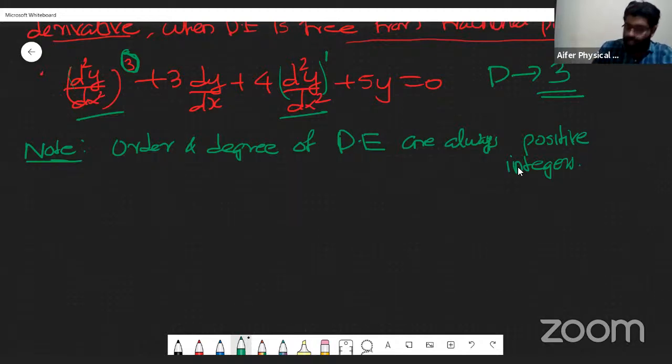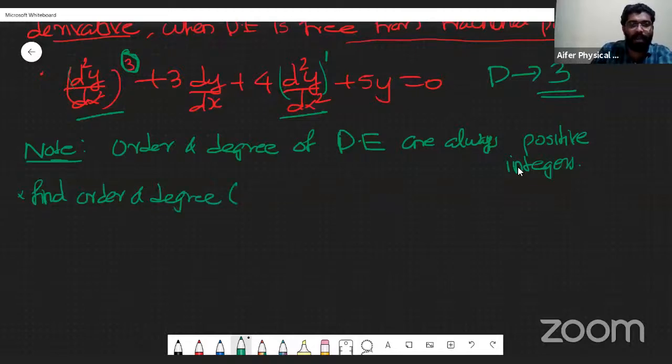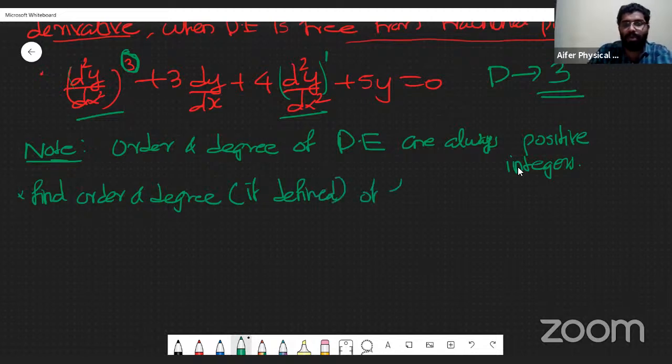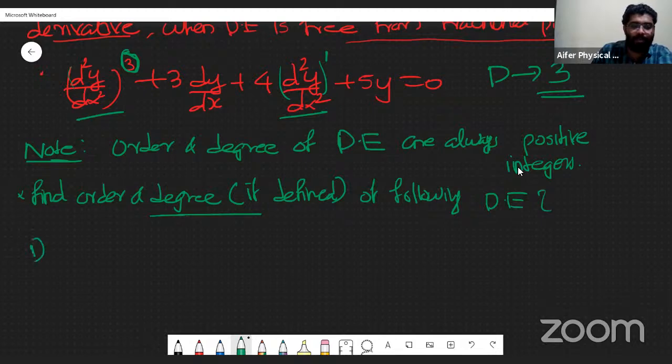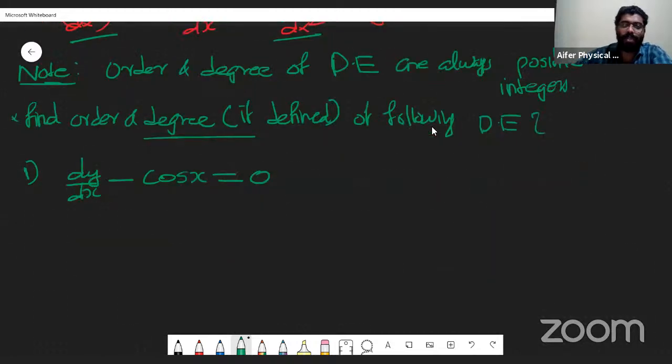Okay, so we can have some examples. Find order and degree, if defined, of the following differential equations. Okay, so first example, dy by dx minus cos x equal to 0. So this is the first one.